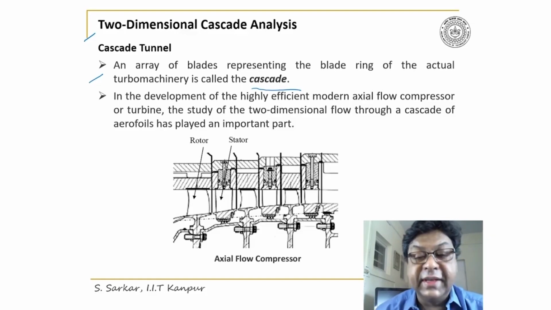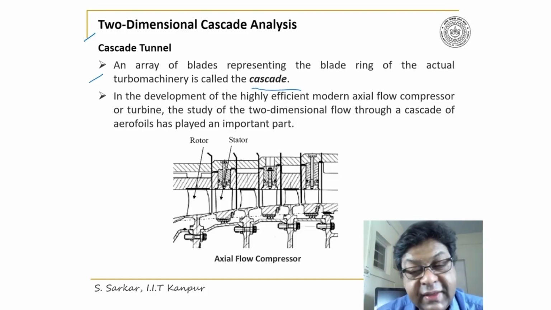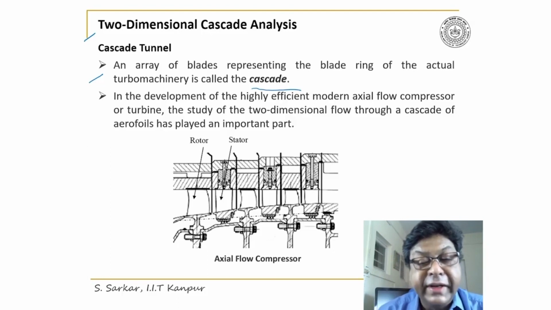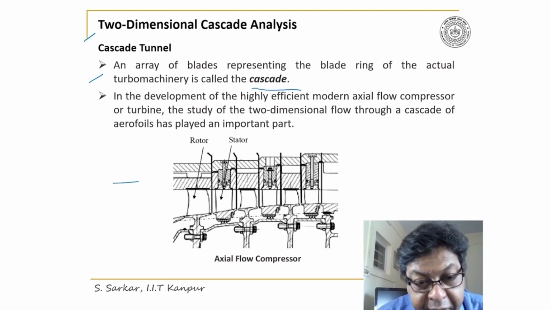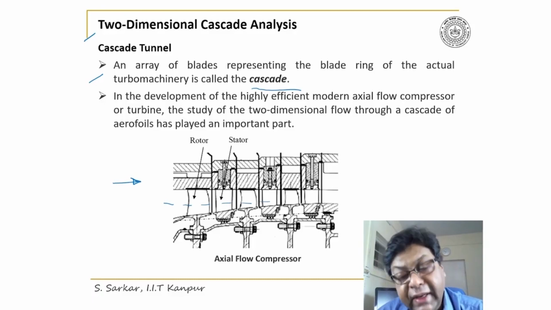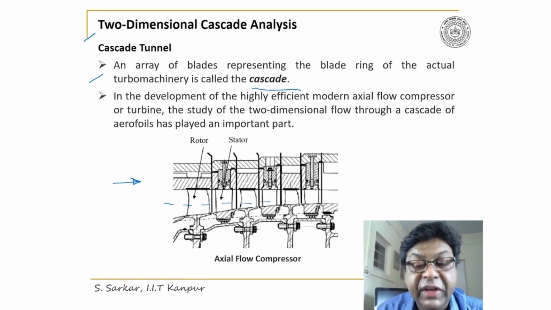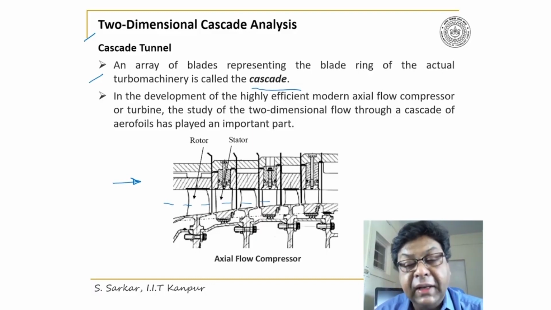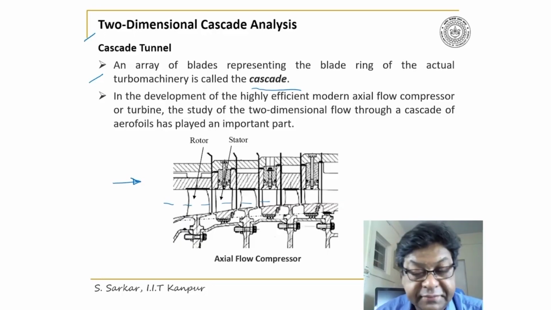Why is this cascade analysis important? Let me give an example. I have considered here a real turbomachinery. If we take a circumferential section as I am indicating here, and then if the circumferential section is stretched on a plane of paper, we'll get an array of blades. Thus, the analysis of an array of blades is very important.